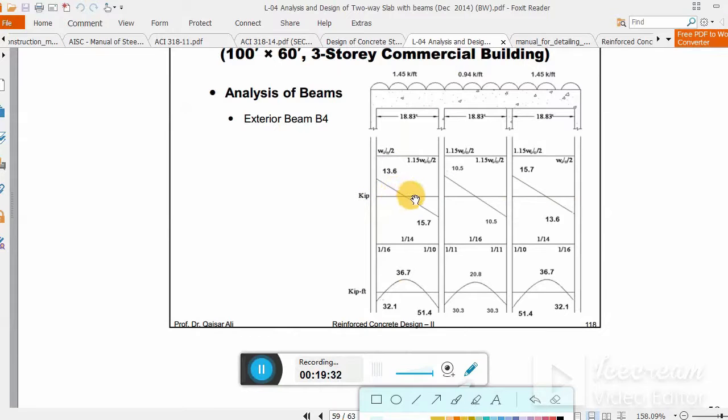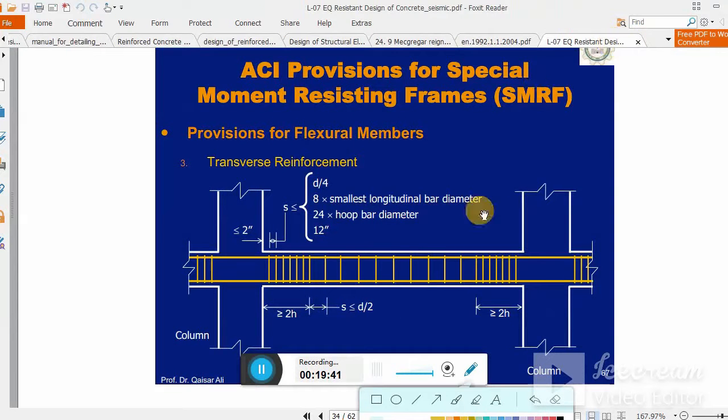It is not necessary that you have to use minimum spacing near the support and larger spacing at the mid portion. But when we are dealing with an SMRF structure, like the one you see here, SMRF, that is special moment resisting frame, if somebody is working on an SMRF structure, which is constructed in highly earthquake regions, then in that case you see the spacing. This should be maintained. You see, at a distance of 2 times h, you have to use these spacings.